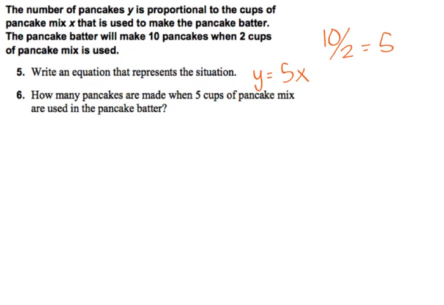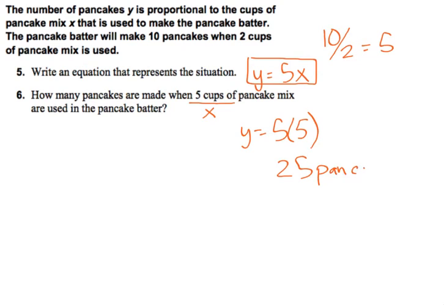How many pancakes are made if 5 cups of pancake mix are used to make the pancake batter? Okay, cups of mix is x, so we would get 5 times 5, because it's 5 pancakes per cup, and we end up with 25 pancakes for 5 cups of pancake mix.